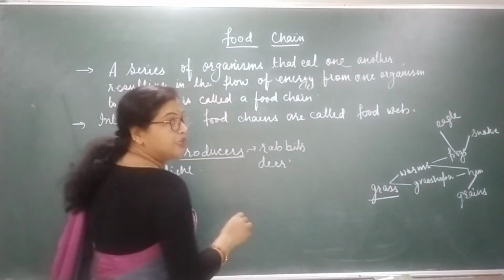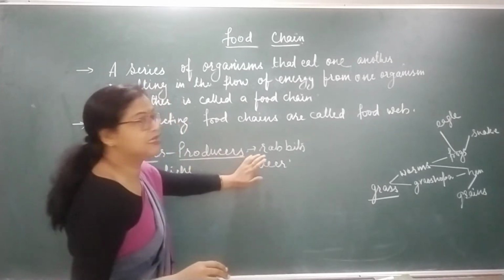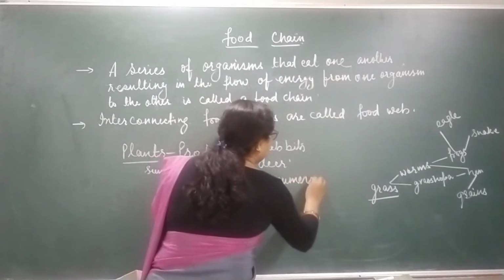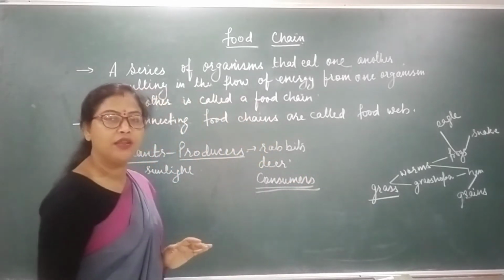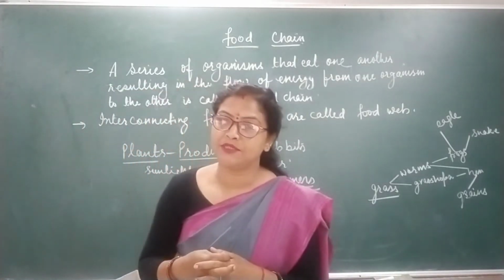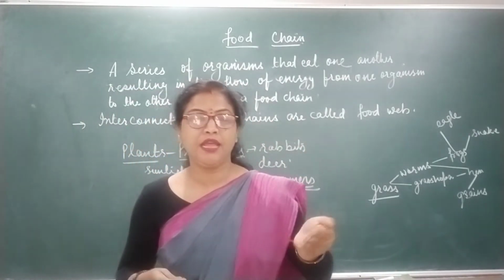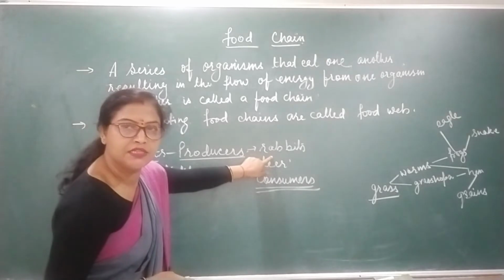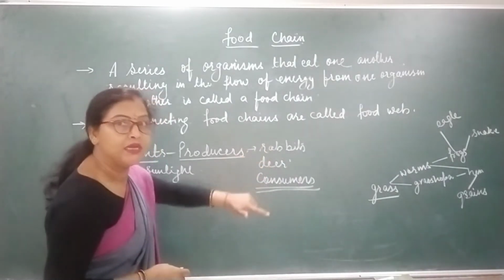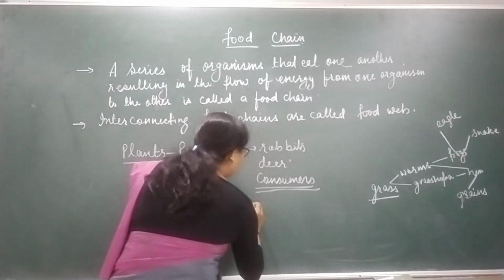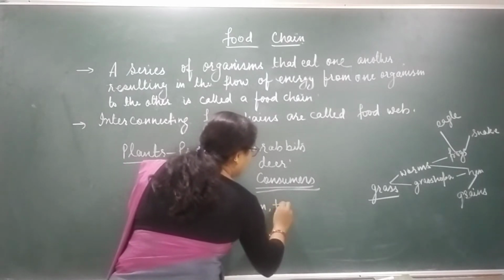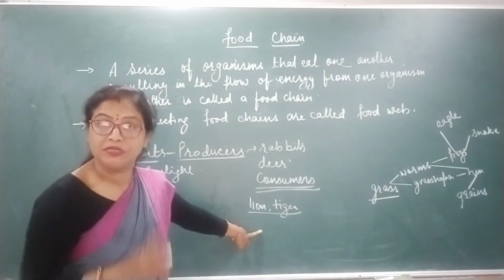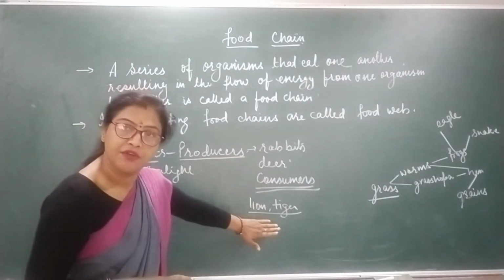So plants are the producers, then rabbit. This rabbit has eaten this plant. All those who are taking plants are called consumers. What are they called? Consumers. But the consumers are of different types, primary to quaternary. This plant is eaten up by the rabbit, so it is the primary consumer. Then once again the rabbits are eaten by the lion or tiger. So they are the secondary consumers in this food chain.